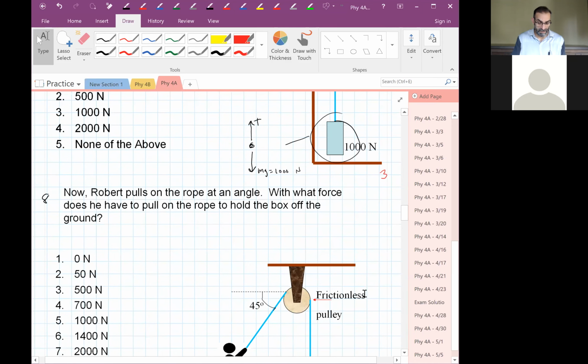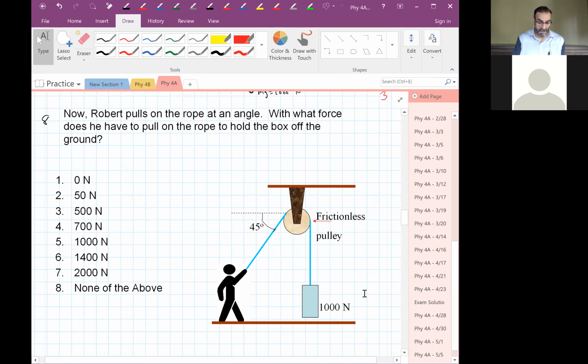Okay, let's make it a little more interesting. Lift that box up off the ground a little bit and hold it there. What force is required?